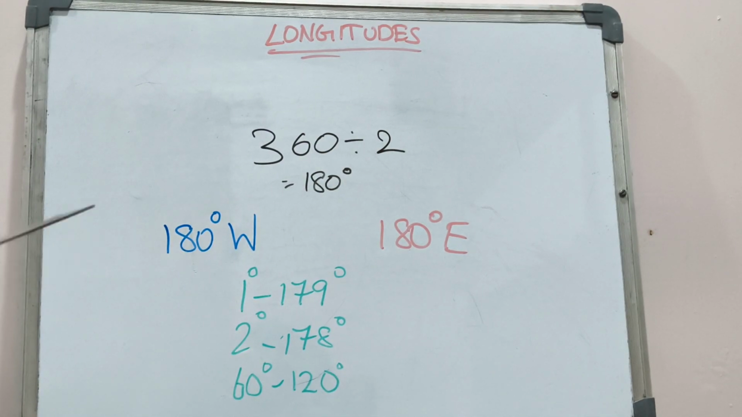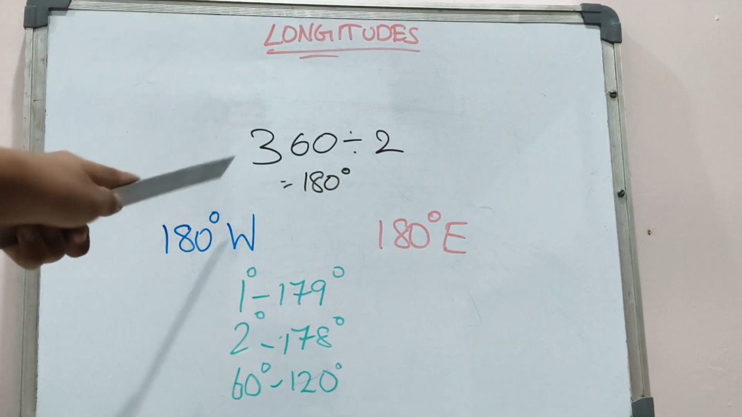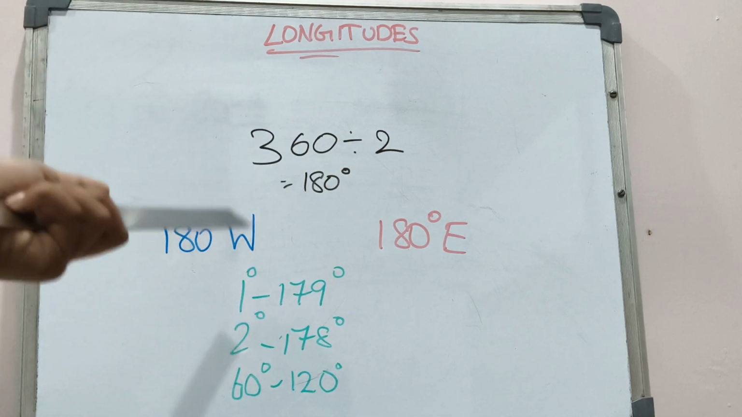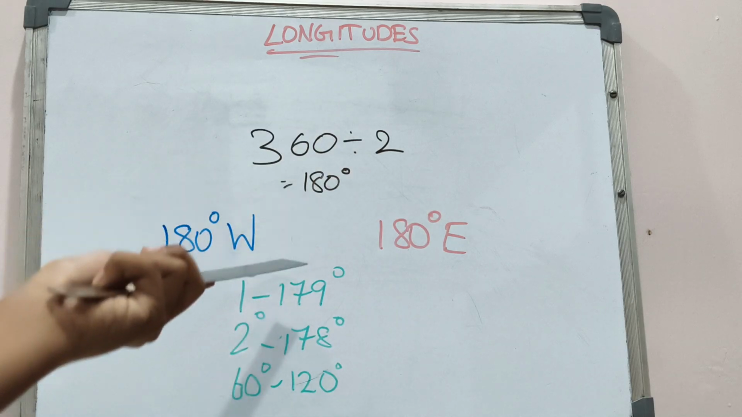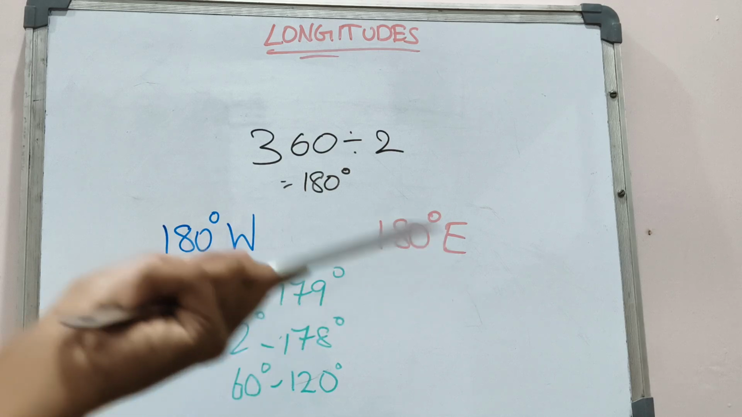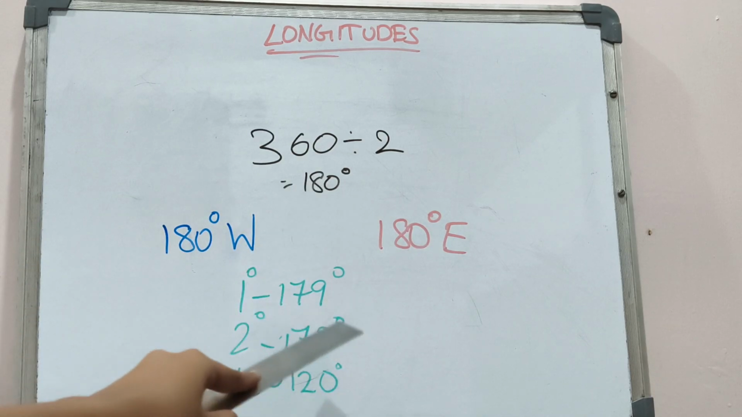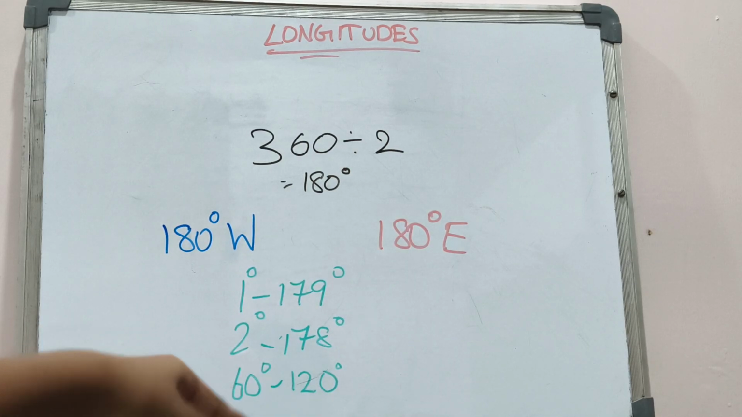Since the prime meridian is defined as 0 degrees, and it divides the earth into half, there are a total of 360 longitudes. So, 360 divided by 2 gives us 180 degrees: 180 degrees west longitudes and 180 degrees east longitudes. It can also be written as 1 degree minus 179 degrees, 2 degrees minus 178 degrees, 60 degrees minus 120 degrees, and so on.